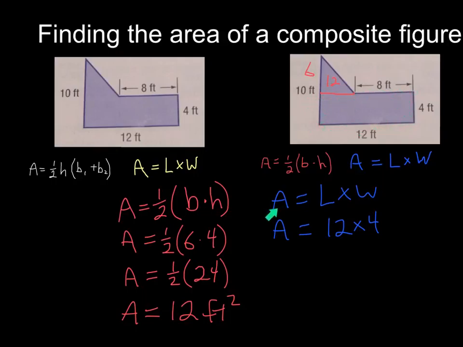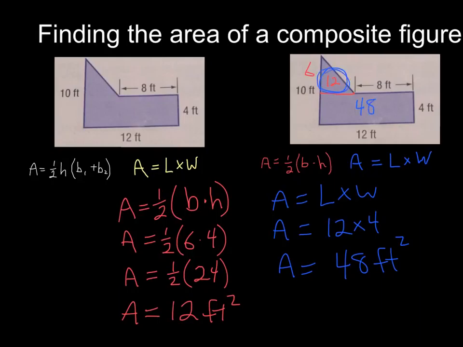I remember that area of a rectangle equals length times width. My length is 12, my width is 4. I plug those in, and when I multiply those, my area equals 48. And again, it's area, so it's square feet. So the area of this figure is 48 square feet.